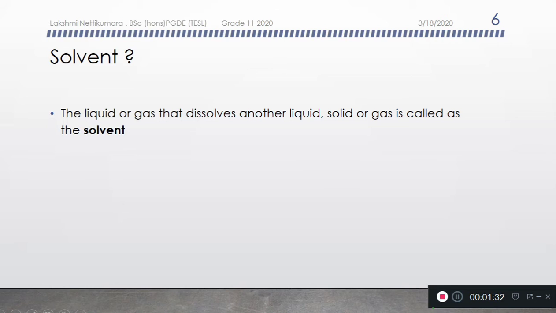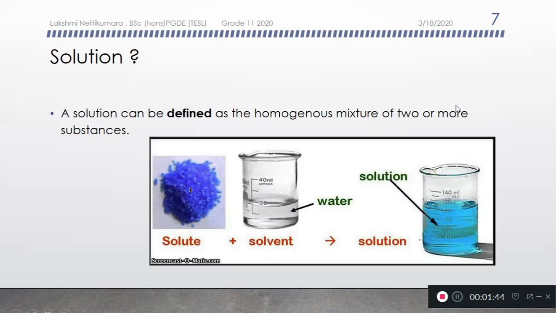What is the solvent? A solvent can be in liquid and gaseous state, and it is able to dissolve any other liquid, solid or gas. Therefore, a solution can be defined as the homogeneous mixture of two or more substances.